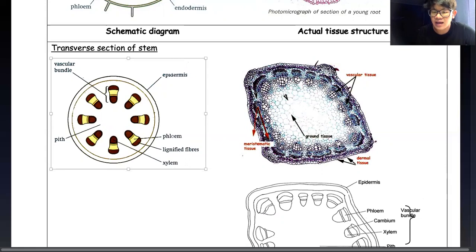Okay, the ones facing the middle, those are the xylem. And phloem is which one? Phloem is the one here. This region here. Okay, so you have xylem inside, phloem facing outside.